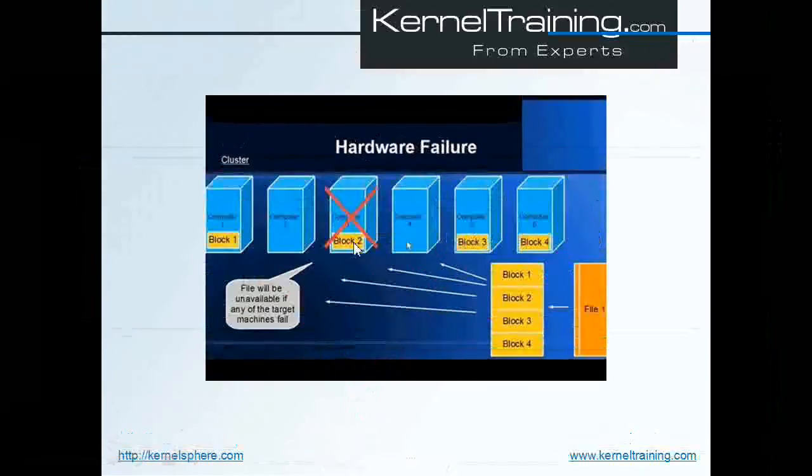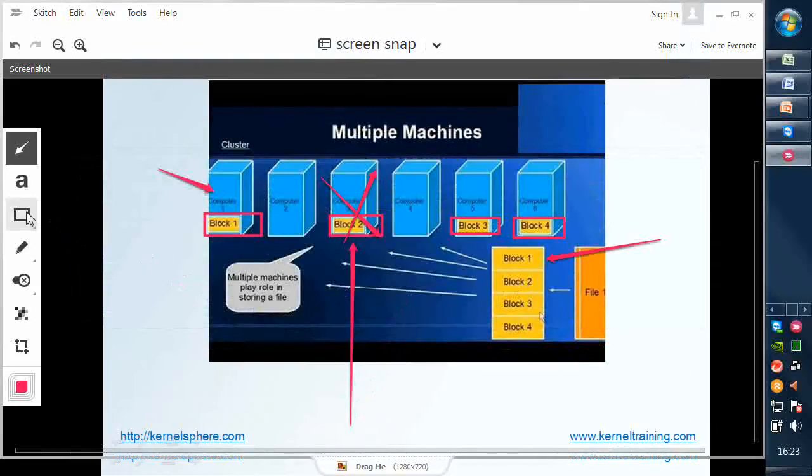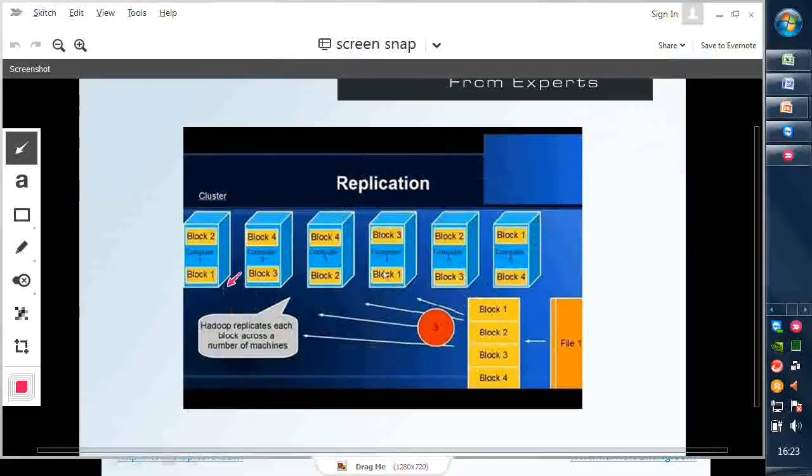So what will Hadoop do? Hadoop will go ahead and replicate the data. In other words, it will save block 1. It will make a copy of block 1 here. It will also make a copy of block 1 here. So there's block 1, the first copy, the second copy, and the third copy.